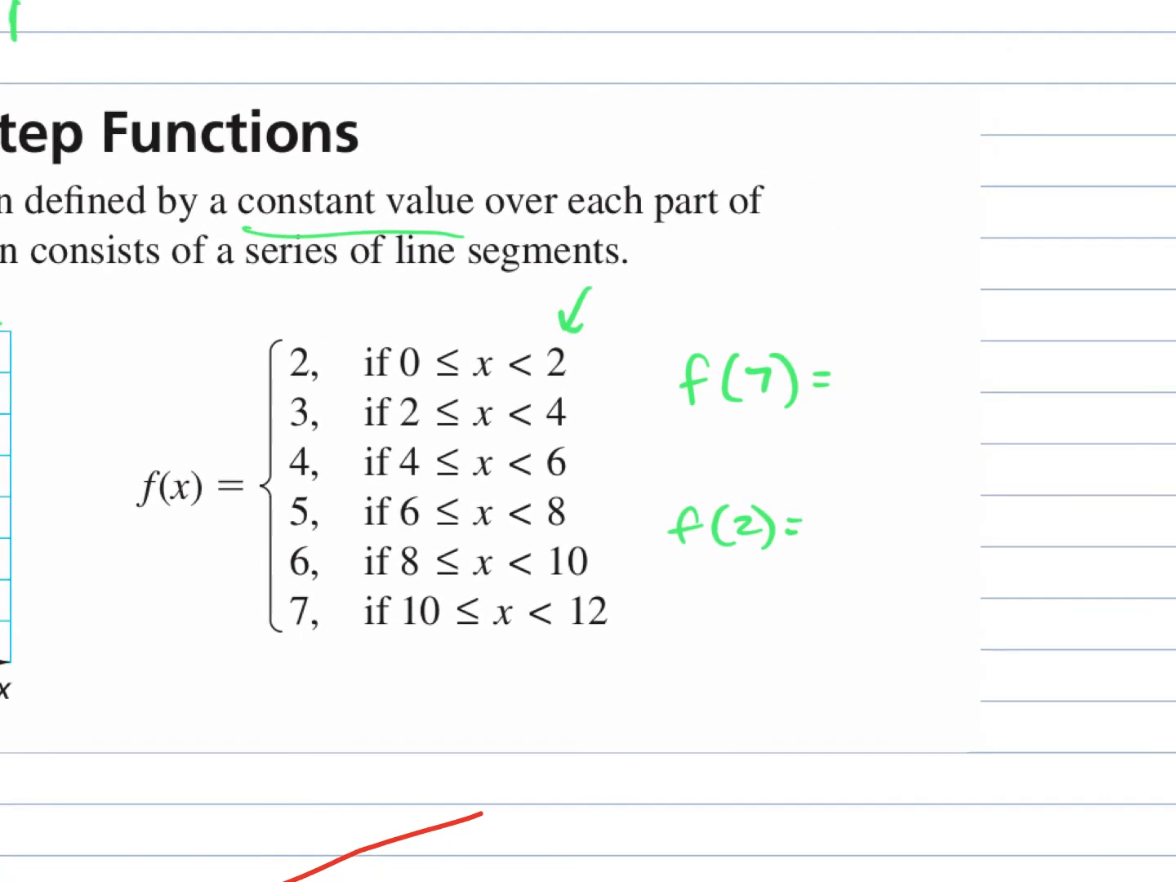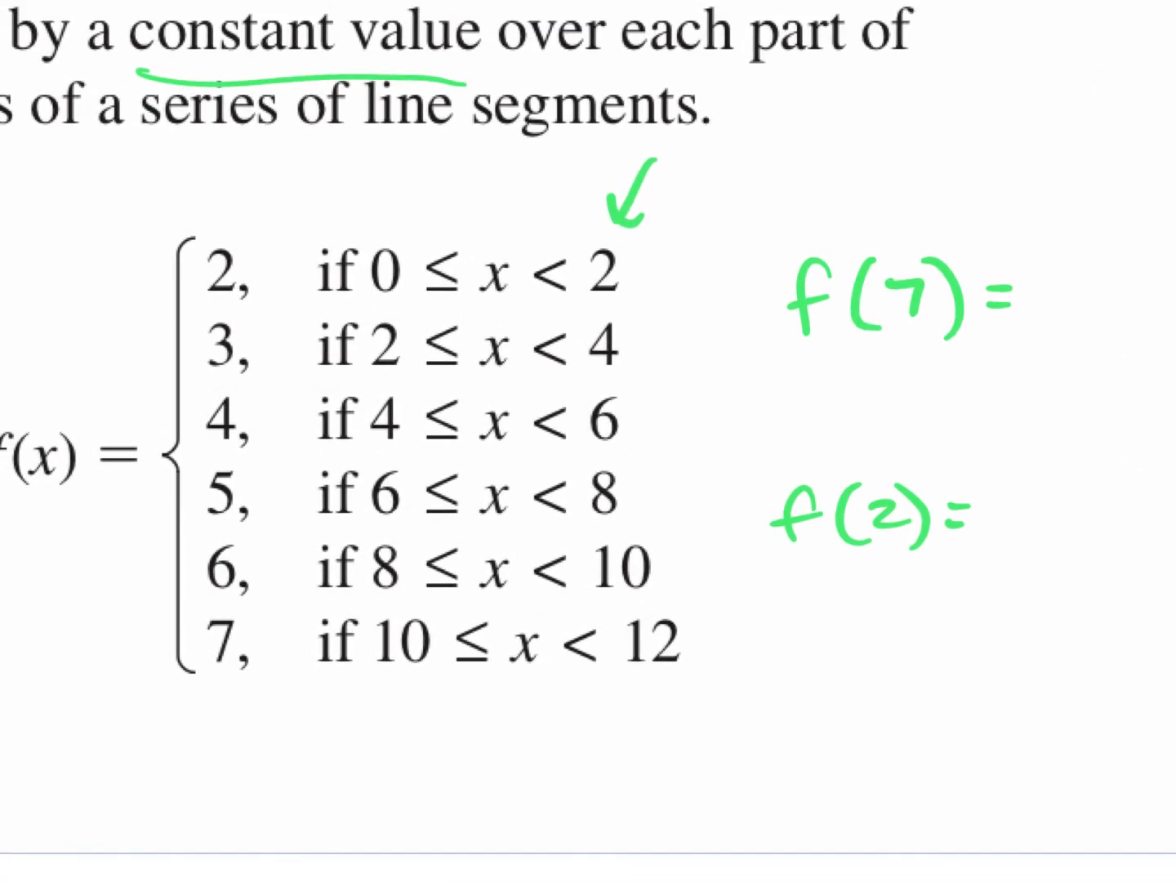So the first way, we're going to say, okay, if x is 7 here, what piece does 7 belong to? And I see that 7 is in between 6 and 8, so it would fit right here. And my f of x value is 5 at that point. So f of 7 equals 5.